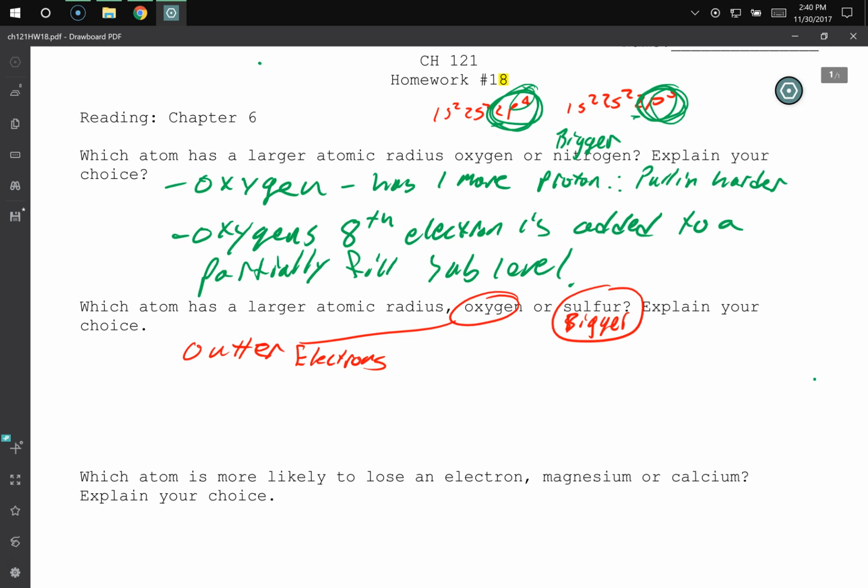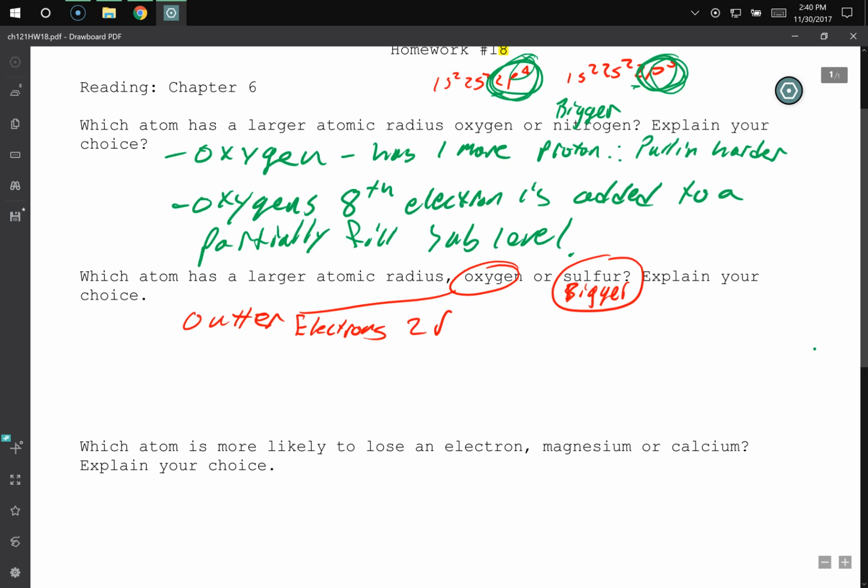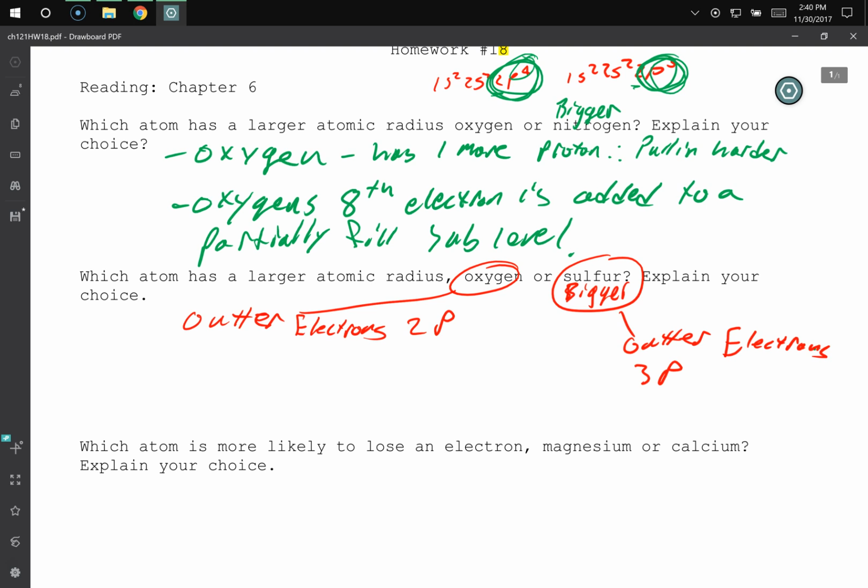Okay, so the outer electrons for oxygen are in the 2p, and the outer electrons for my sulfur are in the 3p. So they are physically further away. So even though the sulfur is pulling harder, twice as hard as the oxygen is pulling, those electrons are further away, and it doesn't matter. It's not going to pull them in closer than the second energy level because the first energy level's there.